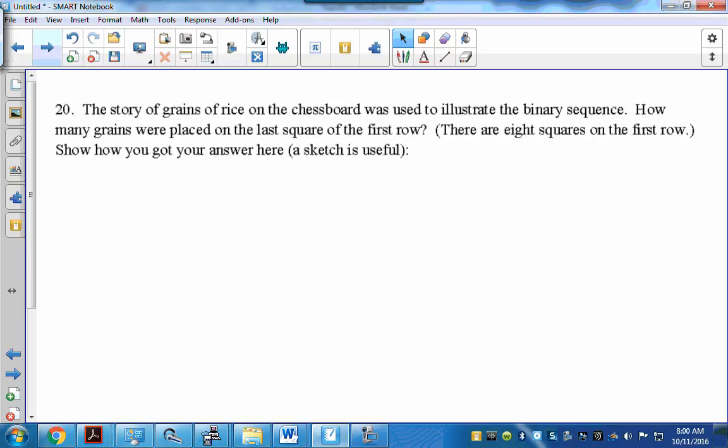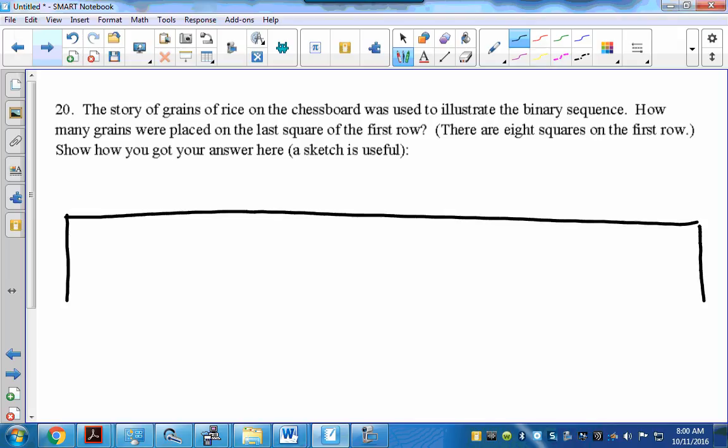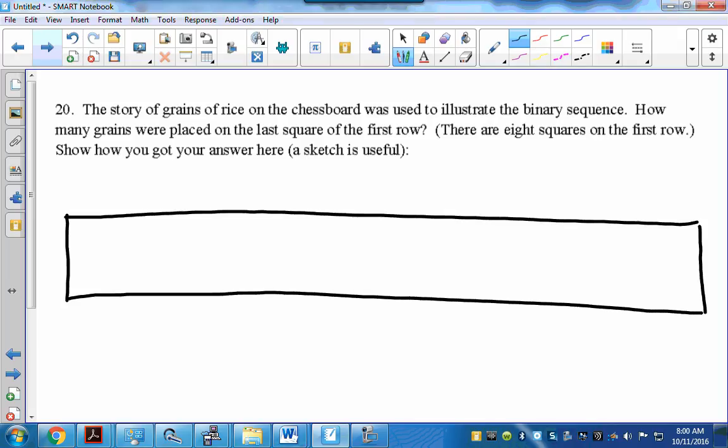Okay, grains of rice on a chessboard, binary sequence. How many grains were placed on the last square of the first row? There are 8 squares on the first row. So let me just draw a little sketch here.